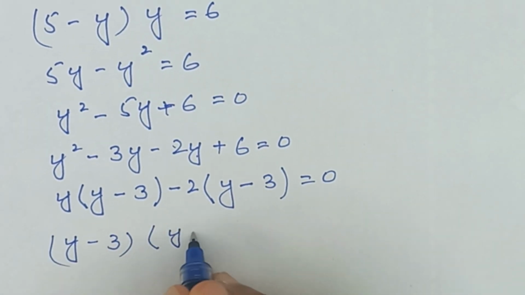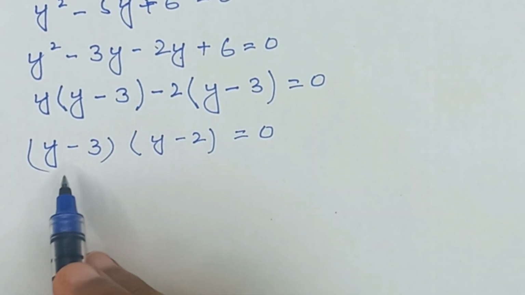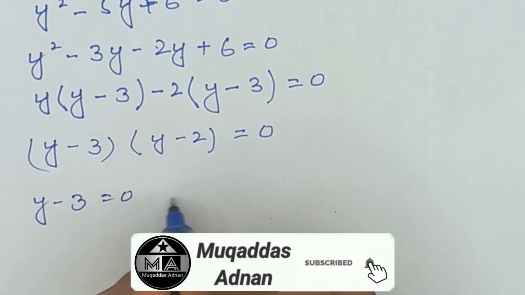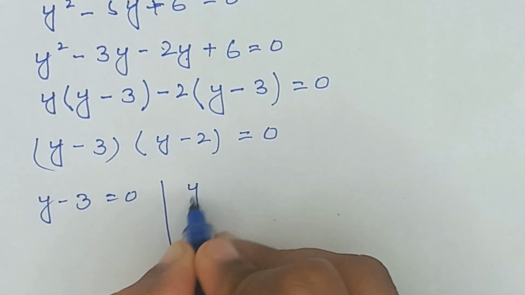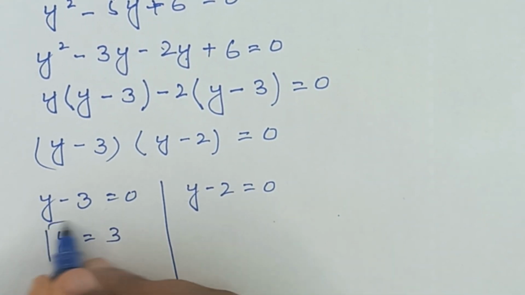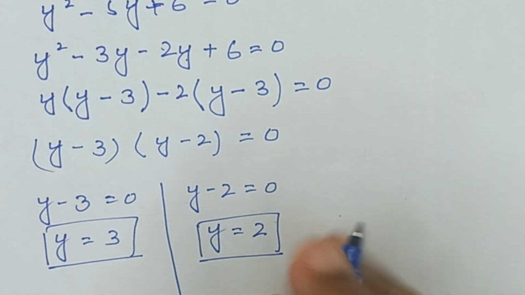So it will be y minus 2 is equal to 0. Now here we have again two cases: y minus 3 is equal to 0 and y minus 2 is equal to 0. So here we have the value of y is 3 and here we have the value of y is 2.